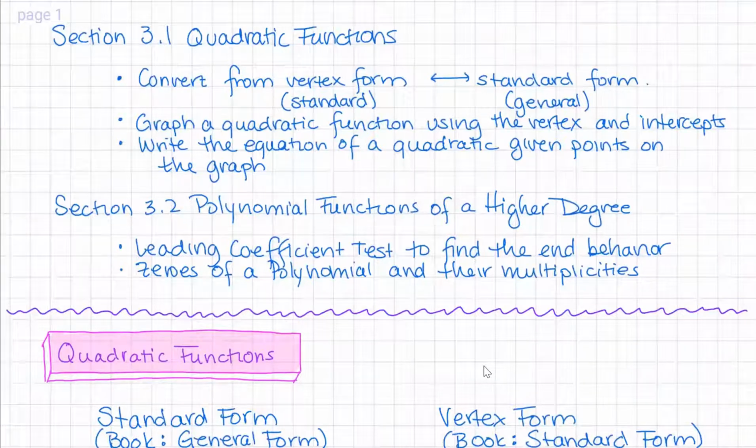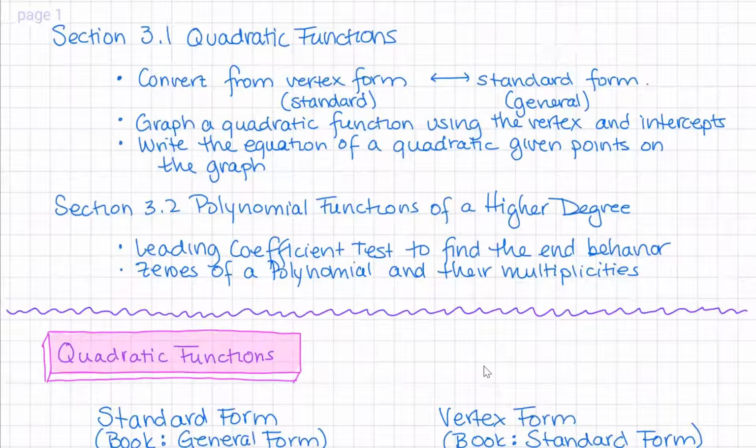Okay, so we are doing two sections today. So we're doing 3.1, which is quadratic functions. And like I said, this should be review, but it's going to be going back and forth between vertex and standard form. And just to let you know, this textbook is kind of weird.